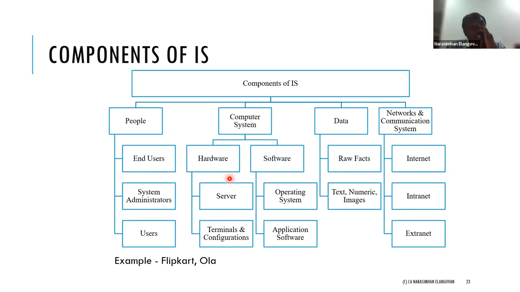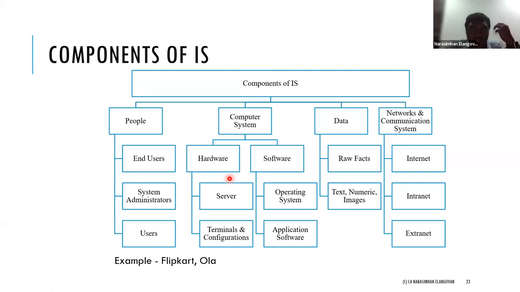Then you have software, broadly two things, operating system and application software. Operating system is the one which runs on the hardware, right? And application is also called a utility software, which runs on top of the operating system. So I have hardware connected to an operating system connected to an application software. Then of course we have data, it's raw facts, text, numbers, images, and network. You have concepts called internet, intranet, extranet.